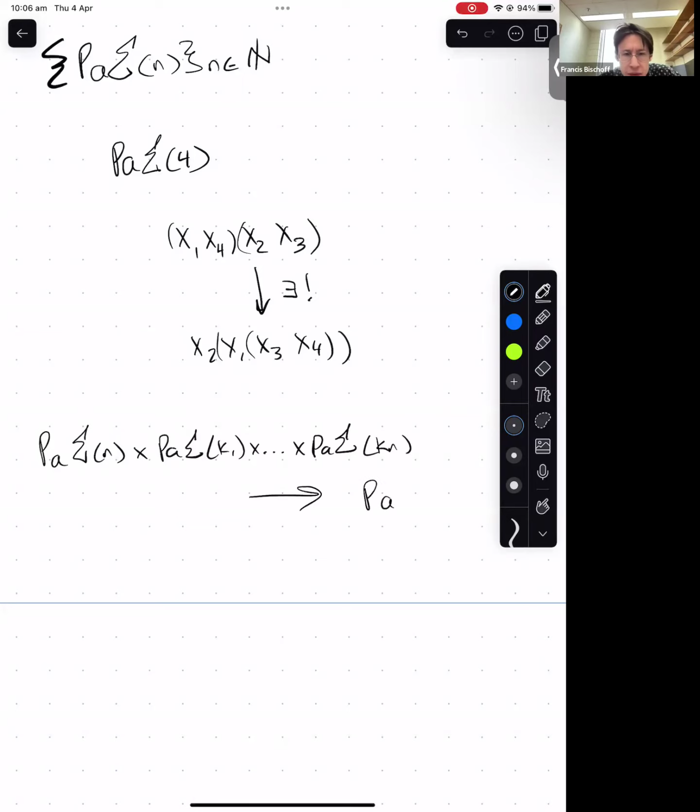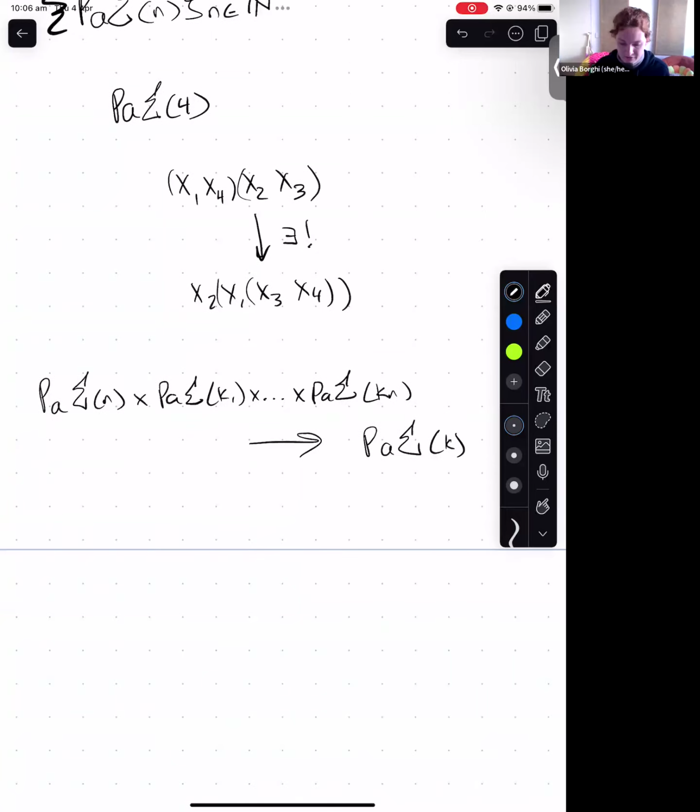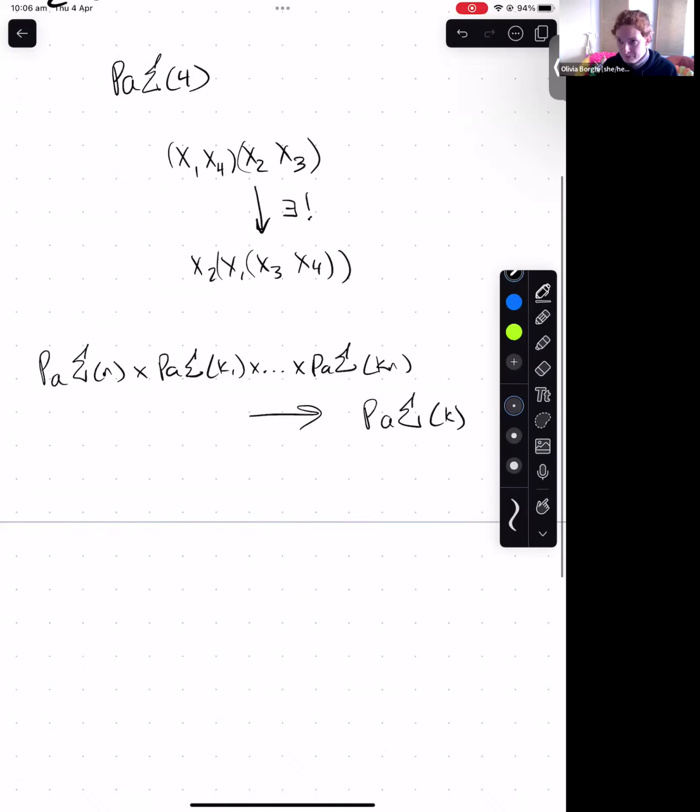Sorry, the set of objects is all permutations equipped with this extra parenthesization. So for PA sigma 4, it has to be of length 4, and for PA sigma n, of length n. And all of the morphisms are just, there's a unique one between any two objects. We're going to build some generic versions of this later that are a bit more complicated, but for the case of PA sigma, it's quite simple.